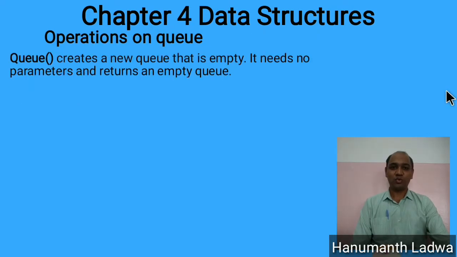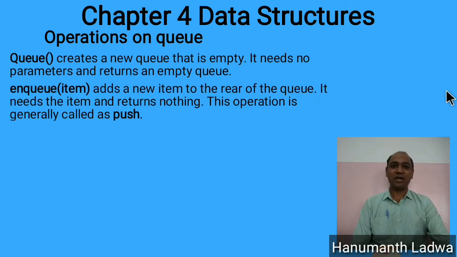Operations on queues. Queue is the first operation, which is used to create a new empty queue. It needs no parameter and returns an empty queue. The second operation is enqueue, and inside the round brackets you can see item. Item is a data element that is to be inserted or pushed into the queue. It adds a new item to the rear of the queue. It needs the item and returns nothing. This operation is generally called push.